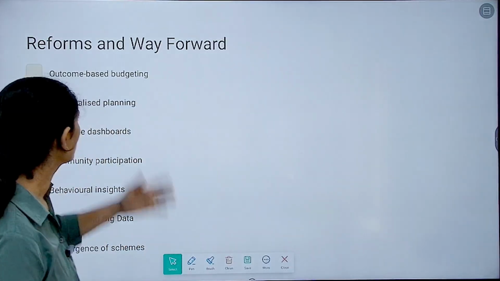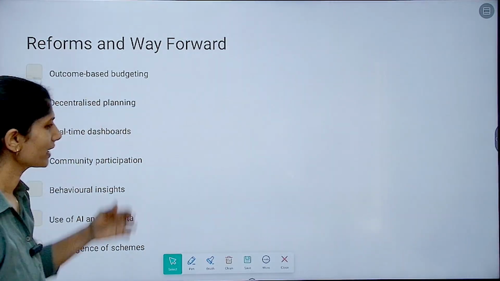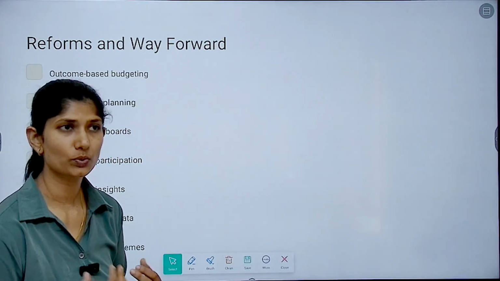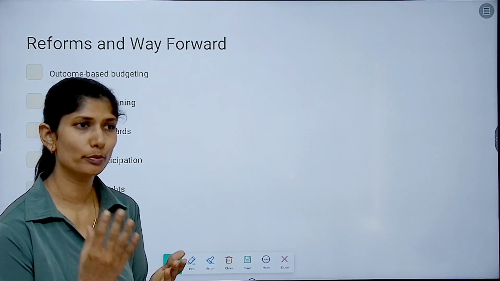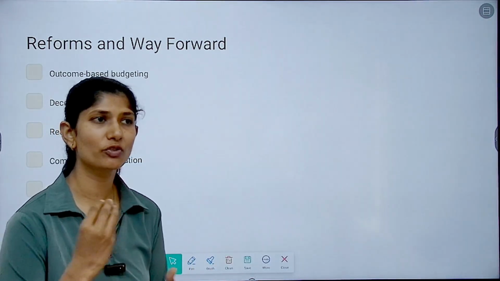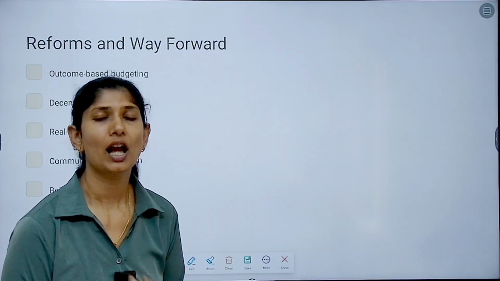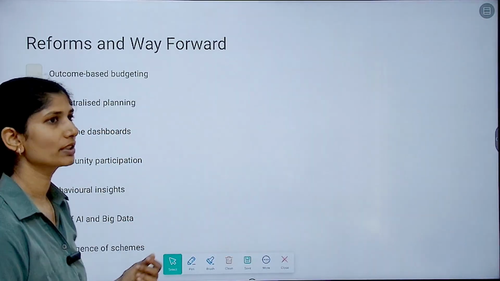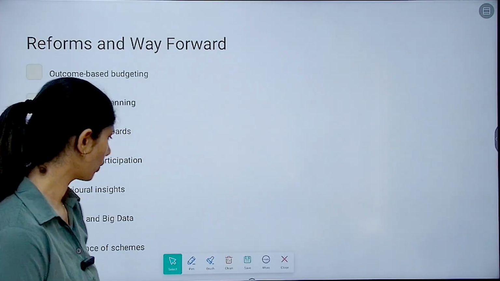So, how can we go ahead? First is outcome based budgeting, gender budgeting, responsive budgeting. So, if we bring in these ways, you have to allocate budget based on how it is functioning. You have to be focused on multiple areas and not just implementing a scheme. Decentralized planning, wherein you will bring a multi stakeholder approach.